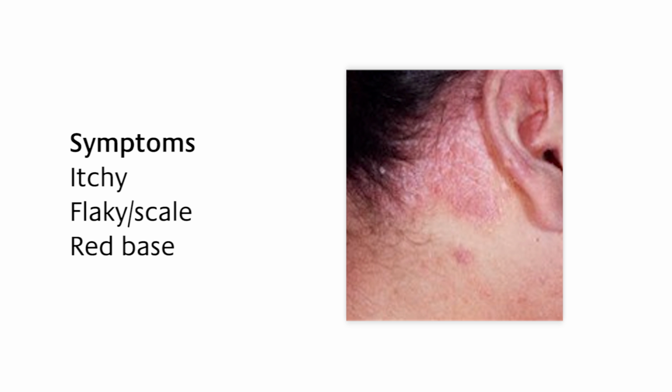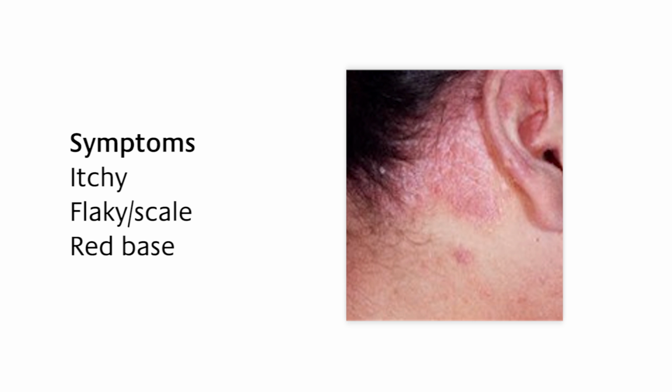And the symptoms of psoriasis are often an itchy, flaky, scaly rash that has a red base with a scale on top. So you can see this is actually a very common place for it. It's behind the ear or on the scalp line. And you can see that it's red, and on top of the redness is a thick plaque or scale.